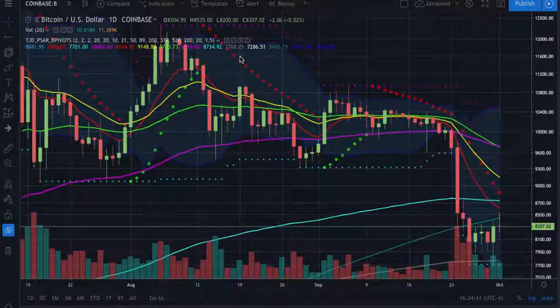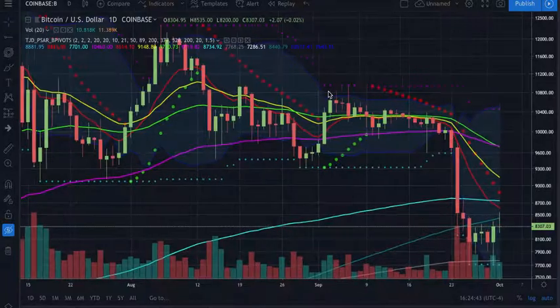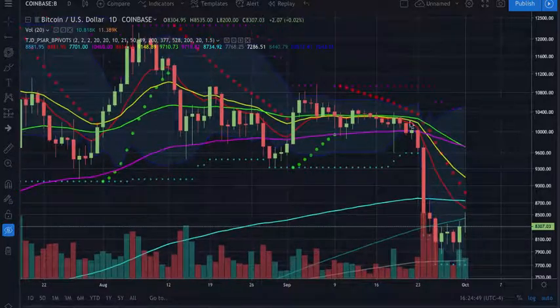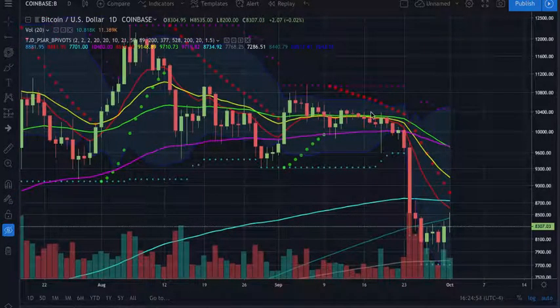So here we have the Bitcoin daily on Coinbase, and we just have one of the indicators pulled up. It's the TJD PSAR B pivots. It's parabolic SAR, which is the red and green, and essentially it just helps to identify the trend. So here on the daily, looking at that SAR, we're basically all the way at the bottom of this Bollinger Band area, and we're below all of the moving averages currently.